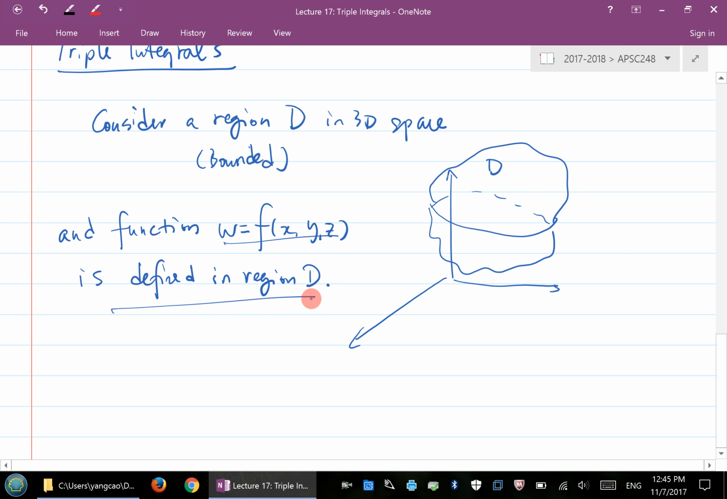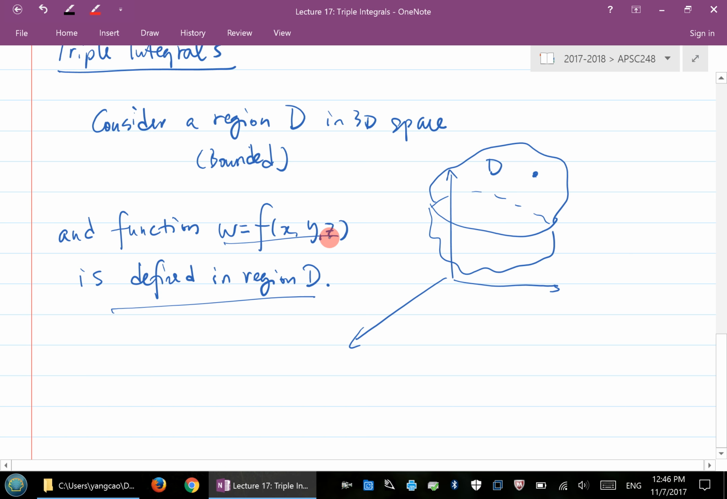Exactly. It means if you pick a point within the region D, meaning you pick coordinates, which have x, y, z values, then you plug it into this function, you will get back a value. That's called defined. If you don't get back a value, if you get an infinite value, like an impulse, that's not defined. Defined basically means you pick a point from within this region D, you plug it into x, y, z for the function f, and you get back a value.